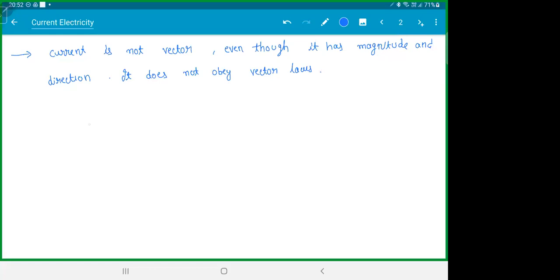Therefore, it is not a vector quantity. For example, if you say 5 ampere flows from here and 5 ampere flows from here, imagine if this was a vector quantity, shouldn't the current become 0? But we observe the current is actually 10 ampere. Got it? So vector loss meaning it should add like vectors also. Current does not add like vectors.